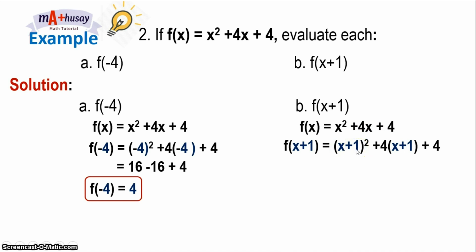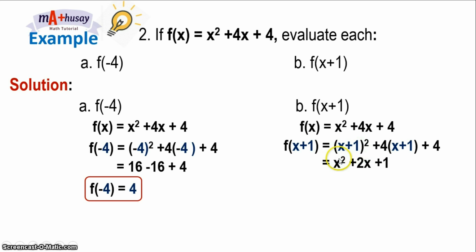So, to get the middle term, i-combine lang natin si 1 times x is x. Times 2, you have 2x. So, yung expression na ito ay dapat x squared plus 2x plus 1. Right? So, pwede nyo ring gawing FOIL method kung gusto ninyo. The quantity of x plus 1 times the quantity of x plus 1.